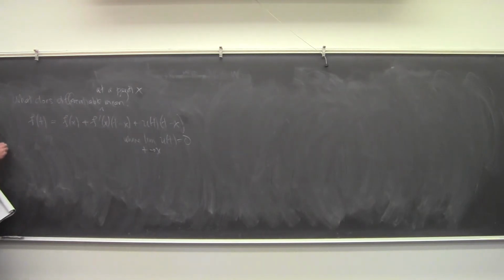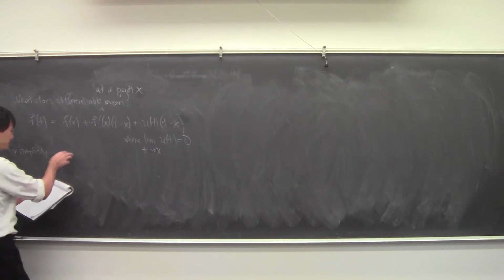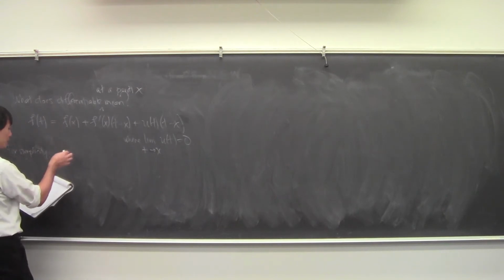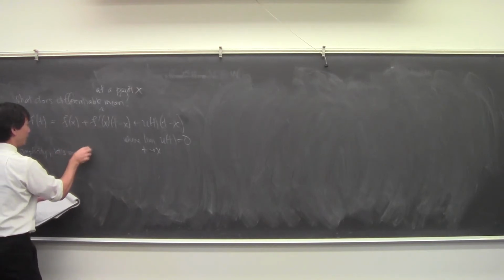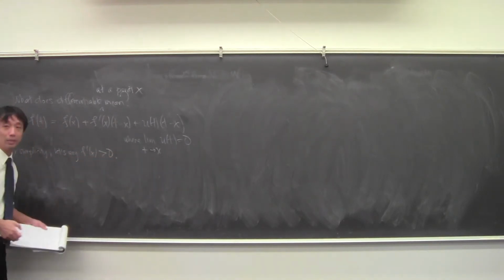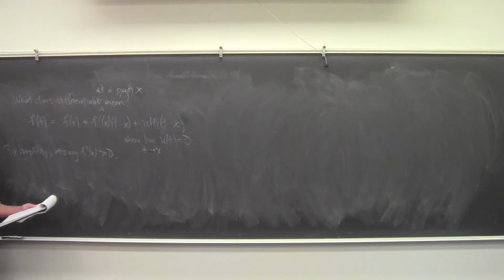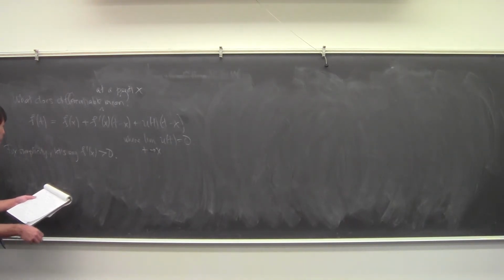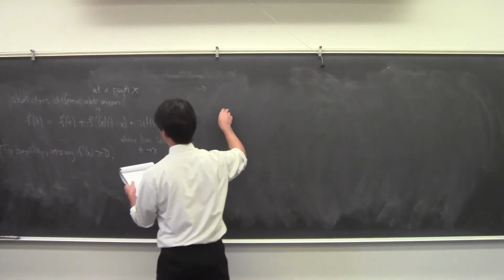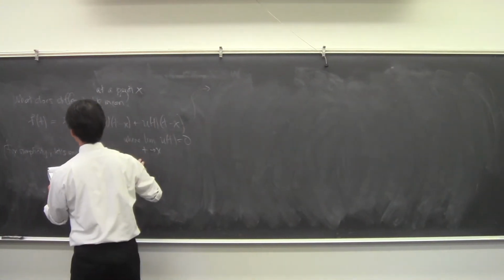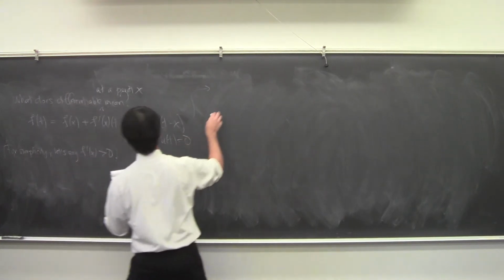So for simplicity, this is related to what I was trying to say last time about Fermat's theorem. Okay. So for simplicity, let's say that f prime x is greater than 0. Suppose that the derivative is greater than 0. So I'm going to start from here, and I'm just going to leave it as is.